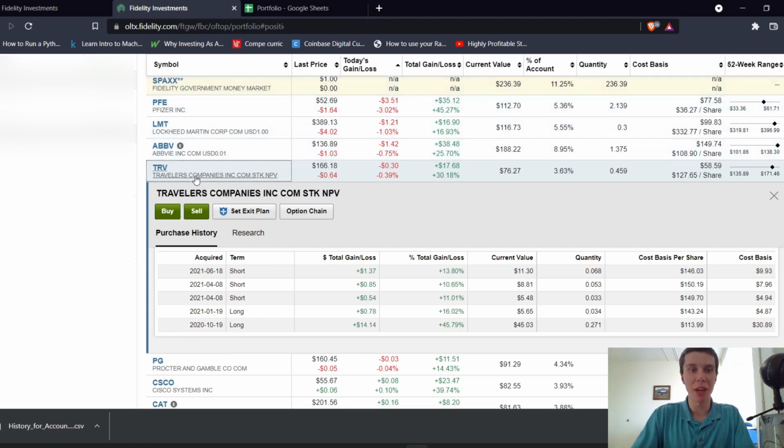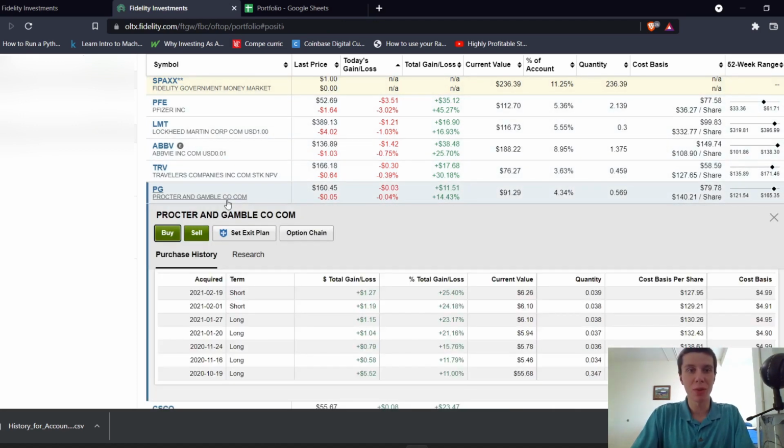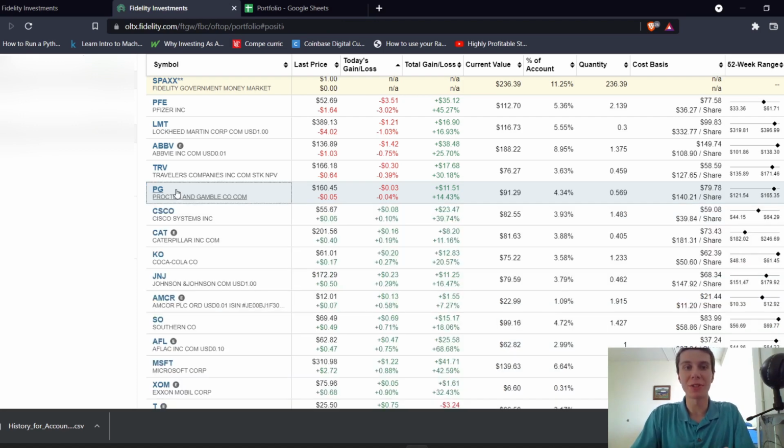Another stock that we probably haven't bought in a while is Procter & Gamble. This one I haven't bought since February of 2021. So in February of 2022, this coming month, I'll probably just buy $10 or $15 worth, just to continue adding to my positions.